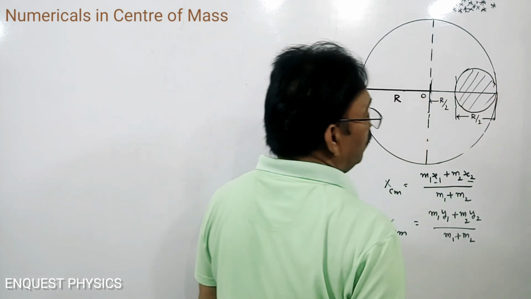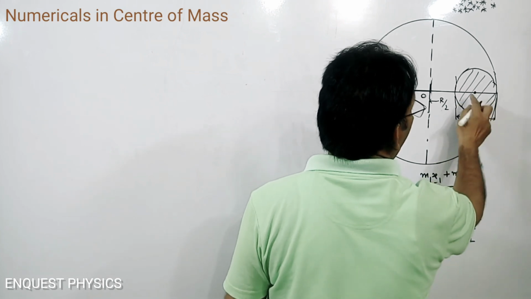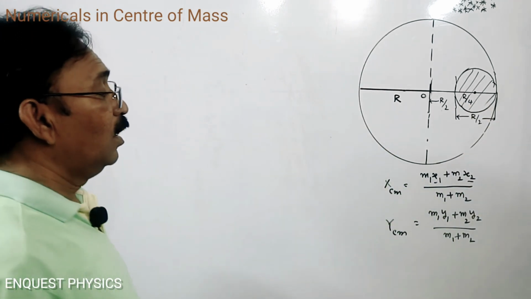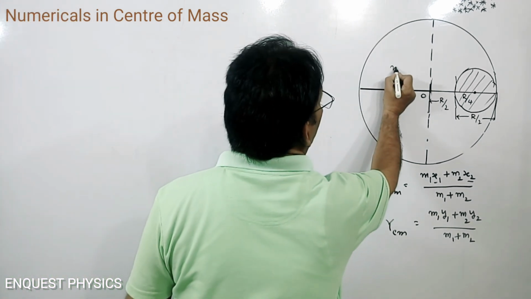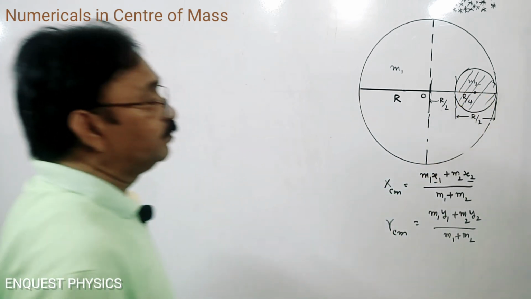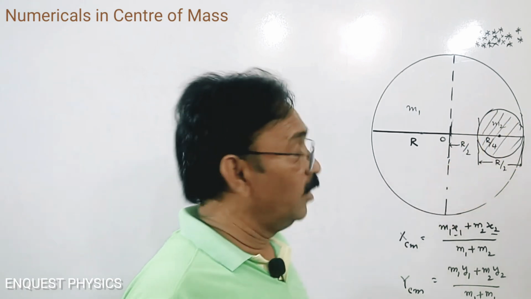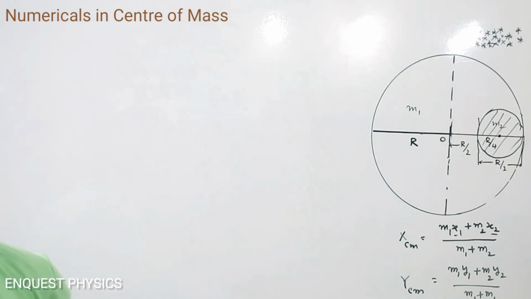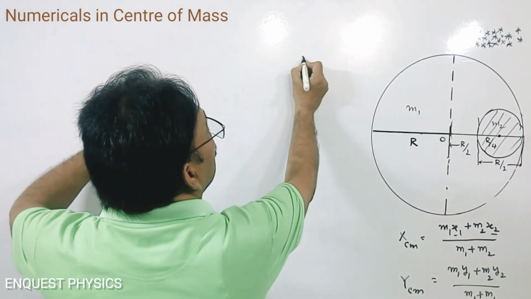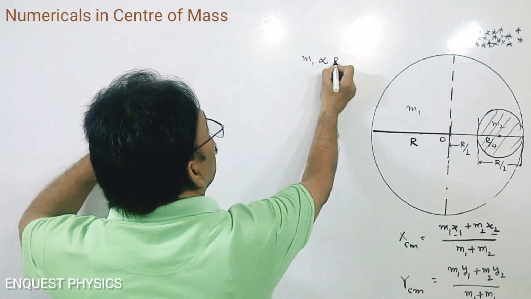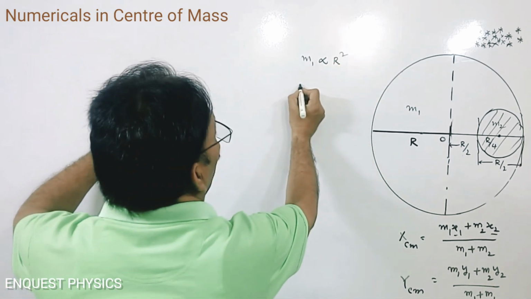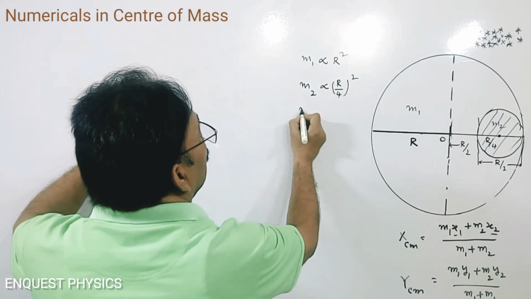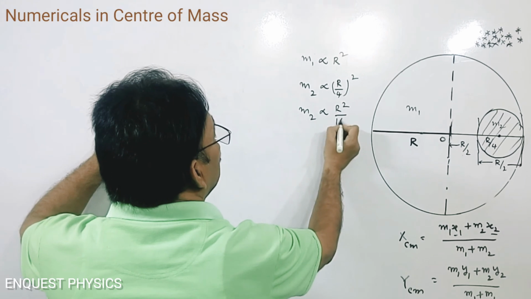How will the center of mass change? It is r by 2, which means this part is r by 4. We have to use the same method here. It is m1 and it is m2. Here it is r by 2 and it is r by 4. First we have to follow the same procedure as before. First we find the mass. m1 is proportional to r squared. Then we find m2, that is r by 4 whole squared. m2 is proportional to r squared by 16, students.